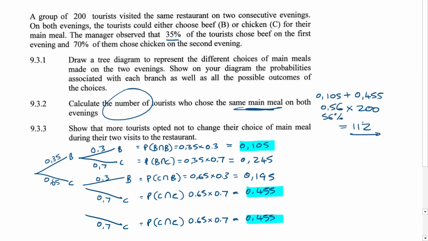Well, we know that 112 like to get the same meal, and so therefore how many changed their meal? It would be 200 minus 112, 88. And so 112 kept the same meal, which is more than 88. Therefore, more people opted to have the same meal at the restaurant both nights in a row.